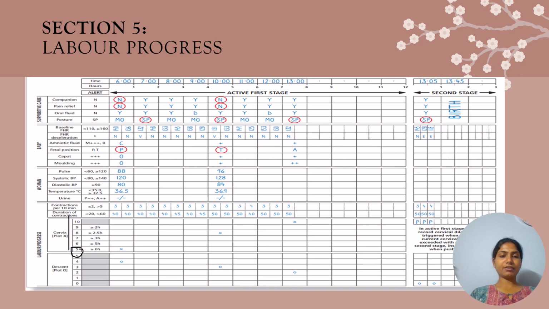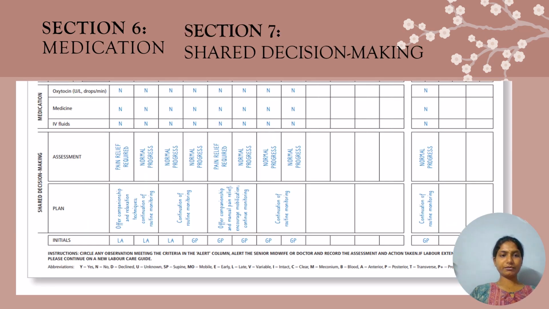In 6, if she crosses 5 hours, then we have to get alerted. In 7, if it crosses 3 hours, we have to get alerted. In 8, if it crosses 2.5 hours, we have to get alerted. In 9, if it crosses 2 hours, we have to get alerted. So these are the alert parameters. And the descent also we have to see, that is by Richter's rule.